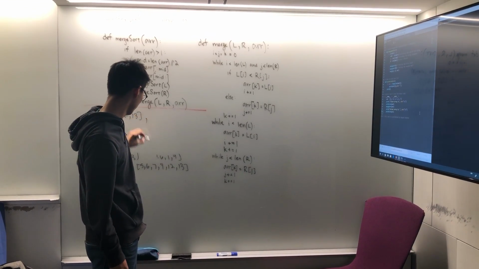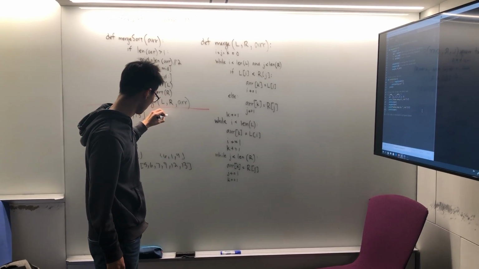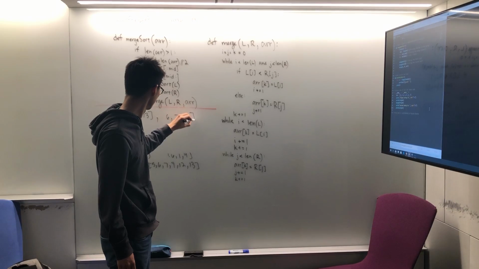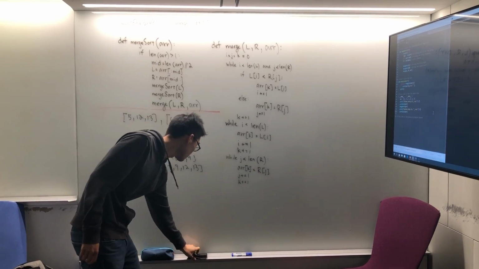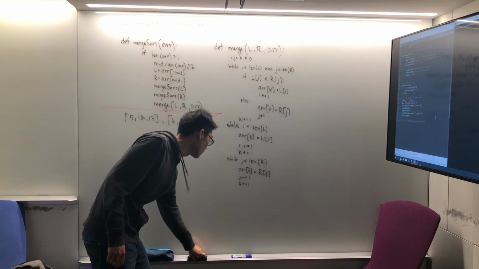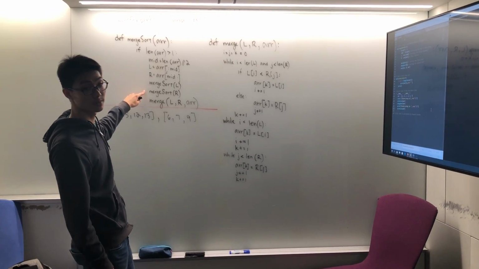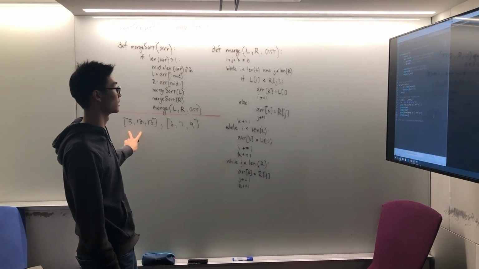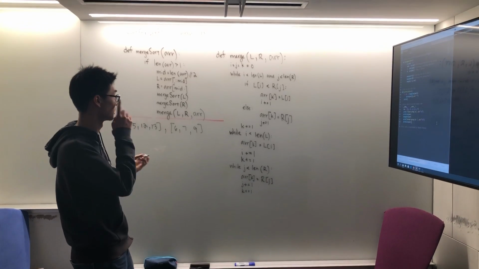And 6, 7, 9. So once it gets to this point where it has to merge, it's already been sorted. So these are two sorted lists that are going to be needed to merge.